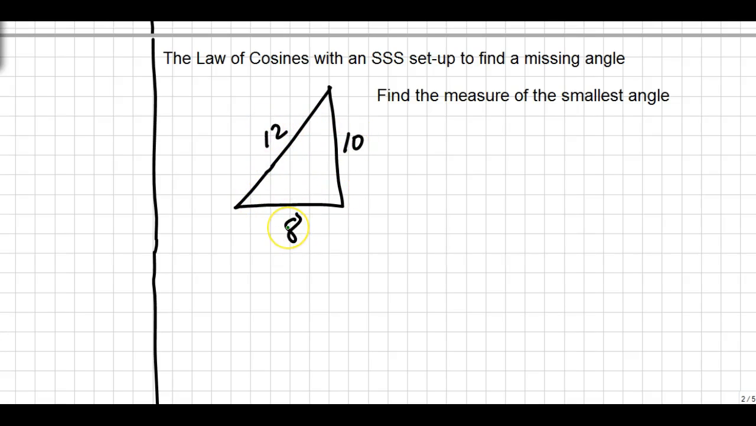Now another piece of information we need to talk about, not necessarily related to this specific example, but to any geometric example that you're working with. If they ask you to find the measure of the smallest angle, you need to be able to identify which angle that is. According to the rules of geometry, the smallest angle is going to be across from the shortest side. So let's go ahead and write that down.